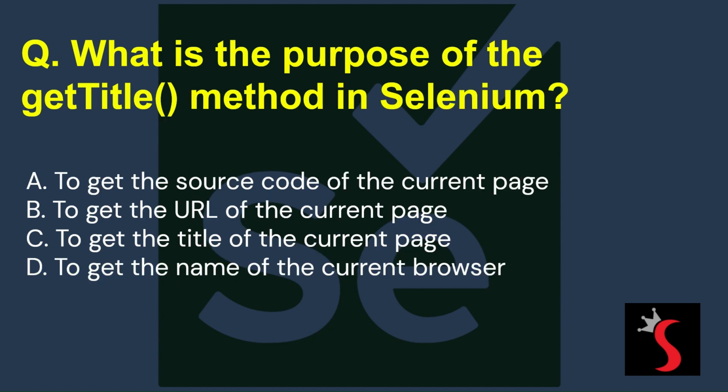What is the purpose of the getTitle method in Selenium? A. To get the source code of the current page. B. To get the URL of the current page. C. To get the title of the current page. D. To get the name of the current browser. And correct answer is option C. To get the title of the current page.